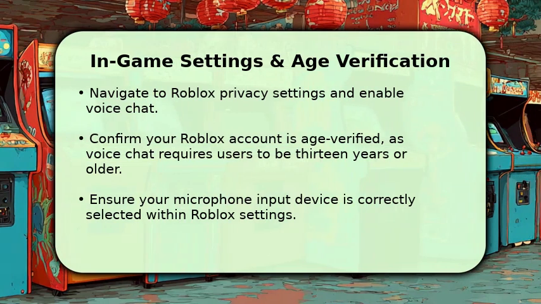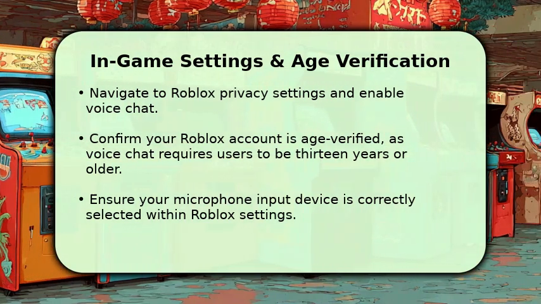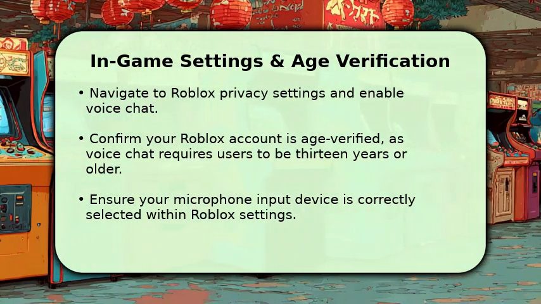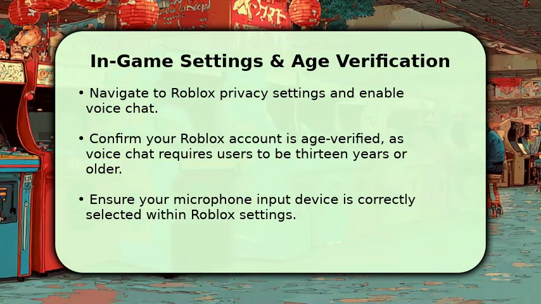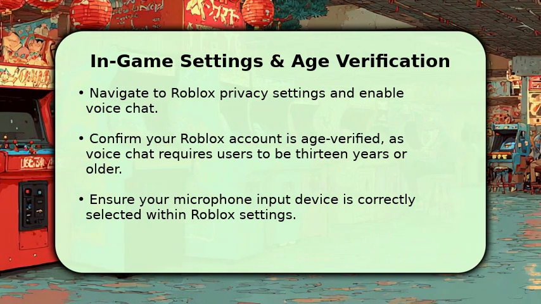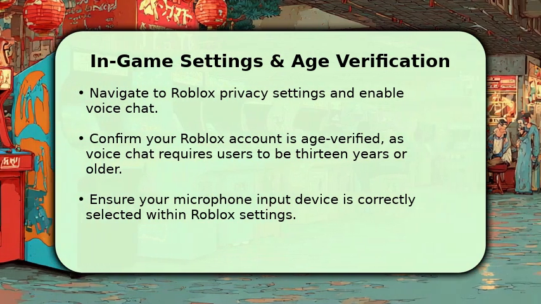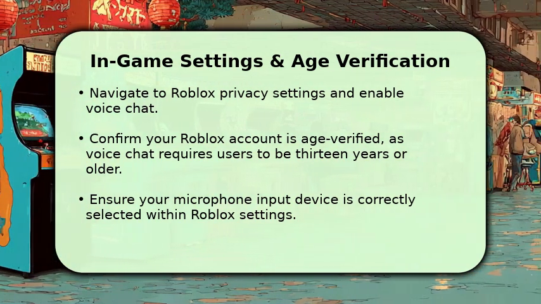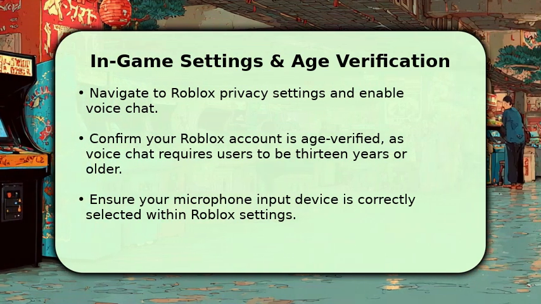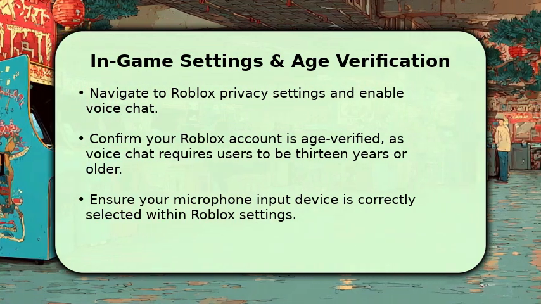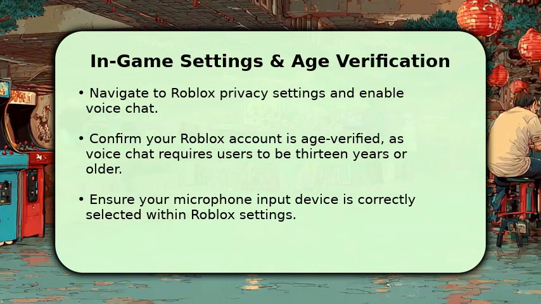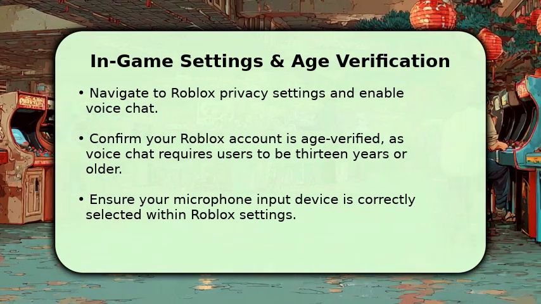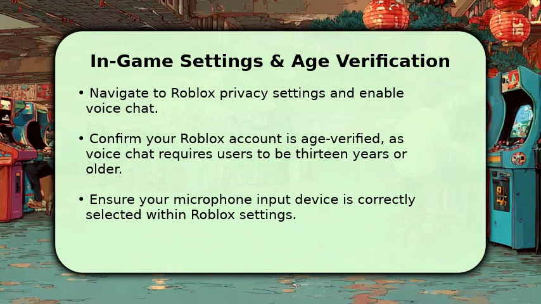Next, let's dive into Roblox's in-game settings. Open Roblox, go to your privacy settings, and make sure voice chat is toggled on. Remember, voice chat is only available for users who are 13 years or older and have completed age verification. Double-check that your account meets this requirement. Also, within Roblox's audio settings, confirm that the correct microphone input device is selected. These steps are vital for activating the feature.